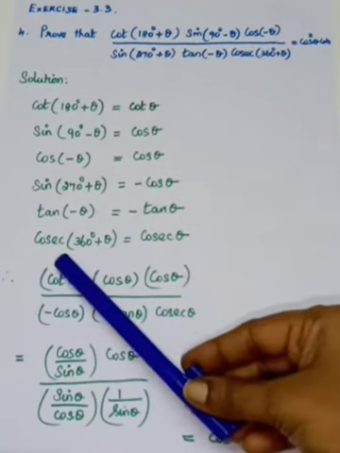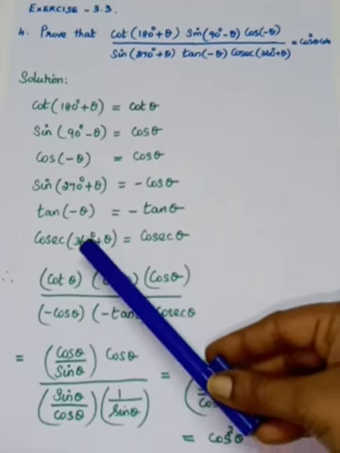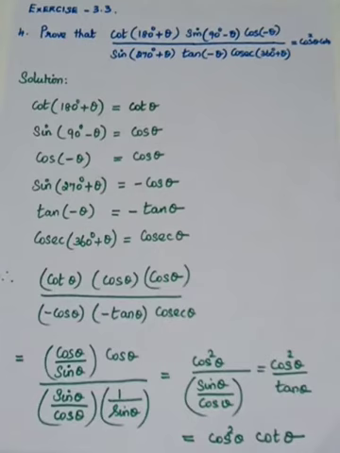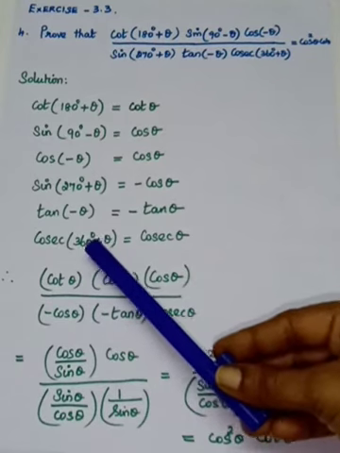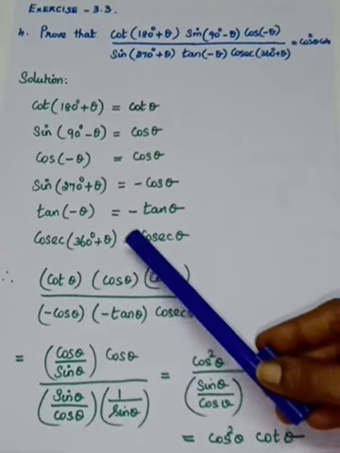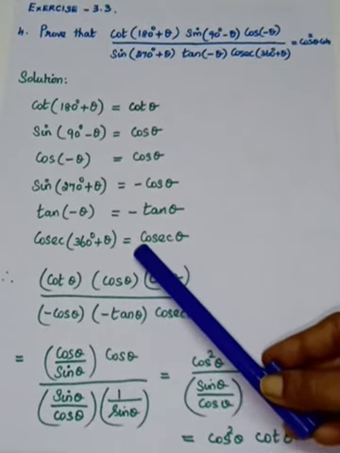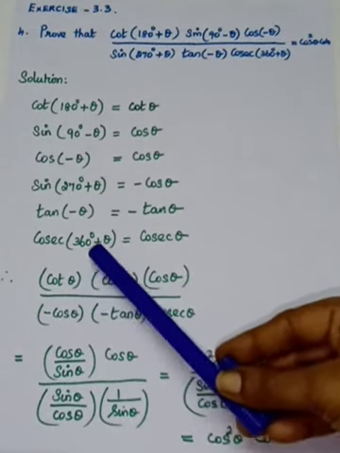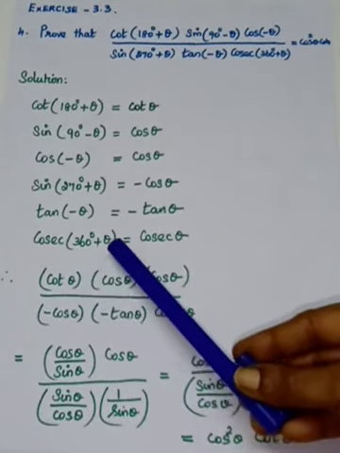And come to the last one, cosecant of 360 degree plus theta. 360 degree is one full complete rotation, and after that some acute angle is added. Therefore it lies in the first quadrant, where all ratios are positive. So here I didn't write any symbol, which means it is positive. Since one full rotation is over, the remaining angle gives cosecant theta.